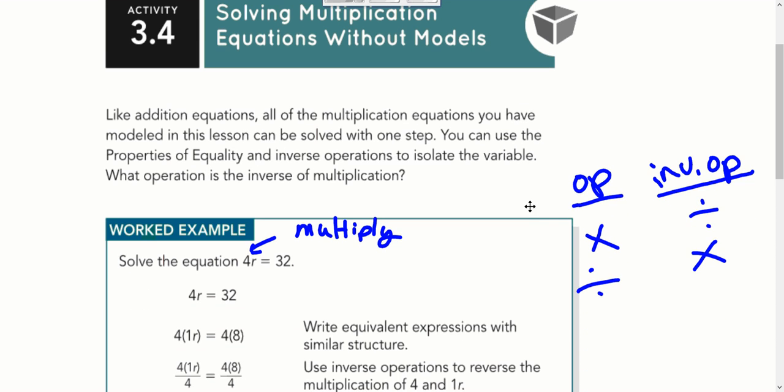On page 127, we see this example problem, 4r equals 32. Now, it's really important that you remember when 4 is next to a variable, it means to multiply.